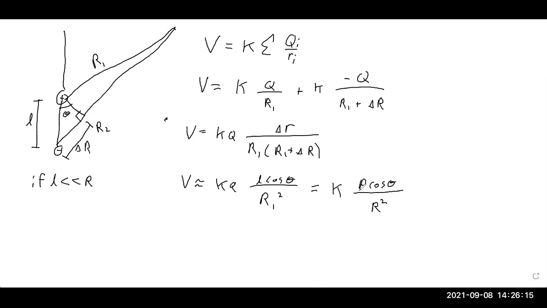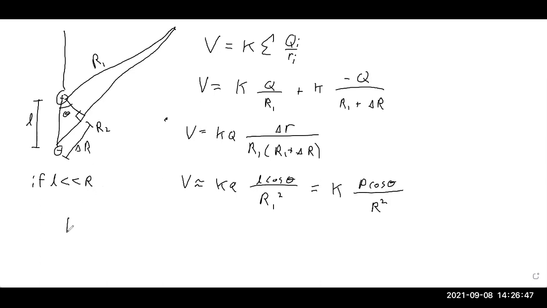But it has a 1 over r squared dependence instead of a 1 over r dependence. So the forces had a 1 over r cubed instead of 1 over r squared. So the effect of a dipole falls off faster over distance than the effect of a single charge.